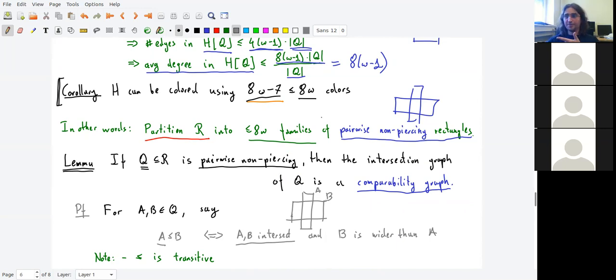Yeah. So this is the definition of my order relation, and in order to prove that it is a partial order, what I need to prove is that this is transitive. So this is a non-trivial check that needs to be done.